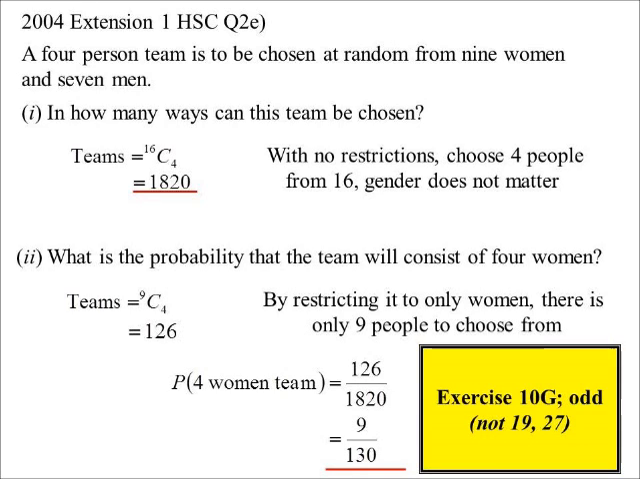So that's 10G, more of, well, similar sort of questions we have been looking at, but with the combinations, where the order does not matter. Right, so it's just selecting objects, creating teams and things like that.